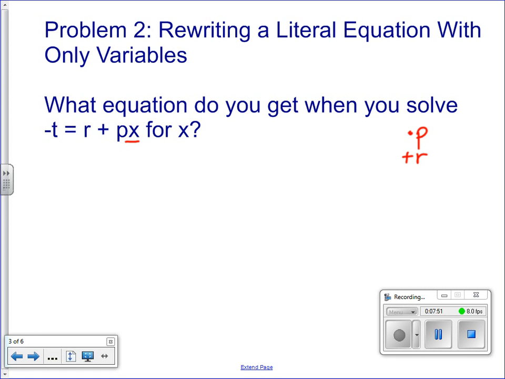So once again, we're going to work backwards and undo these steps. First of all, we want to undo the plus r, so we're going to subtract r from both sides. All right, r minus r is equal to 0. On the left-hand side, I have negative t minus r. On the right-hand side, all I have left is px.